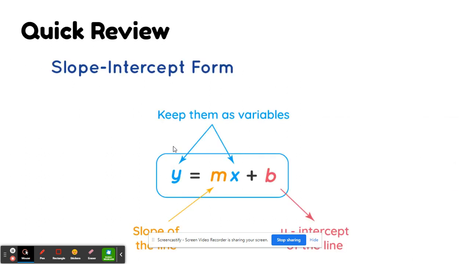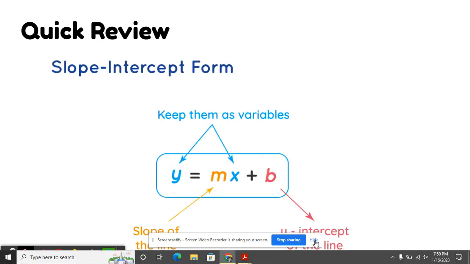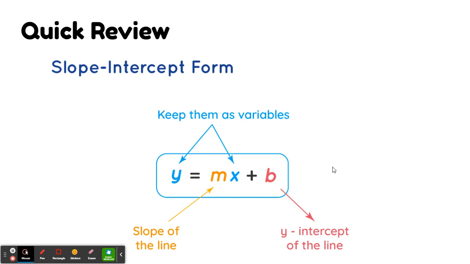So, just a quick review. We are going to review our slope intercept form because when we write functions, we write them in slope intercept form. So, with our y and our x, we keep those as variables. Remember, our equation is y equals mx plus b. The slope of the line is m, and the y intercept is b. And so, slope comes first, y intercept comes last.